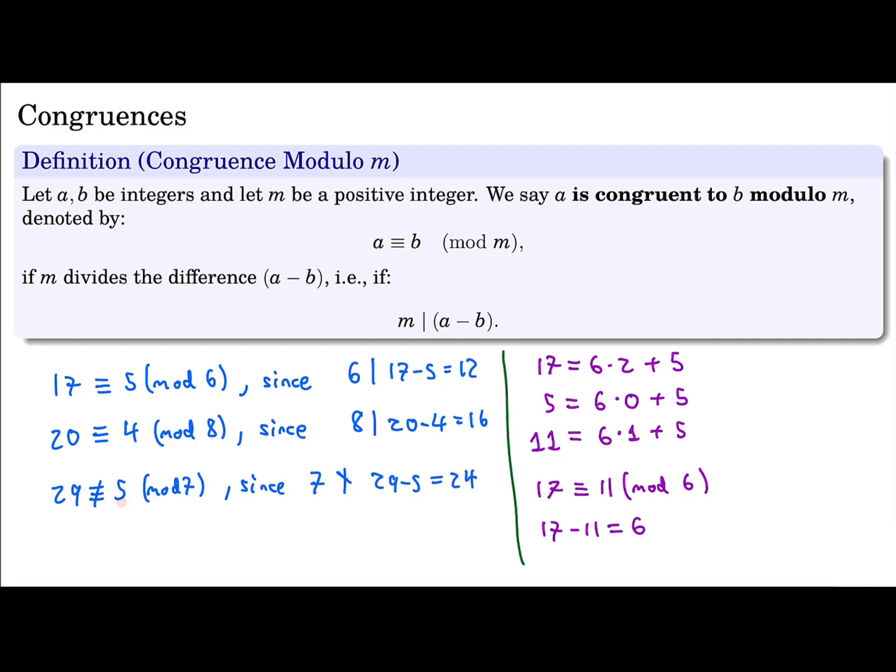So in other words, what's happening here is that we're sort of looking at equality. This congruence is supposed to be like a form of equality. It's not exactly equal, but it's like equality in terms of the remainders. So we're not saying that A is equal to B, but we're saying that the remainder of A divided by M and the remainder of B divided by M are equal. So that's what's happening here.